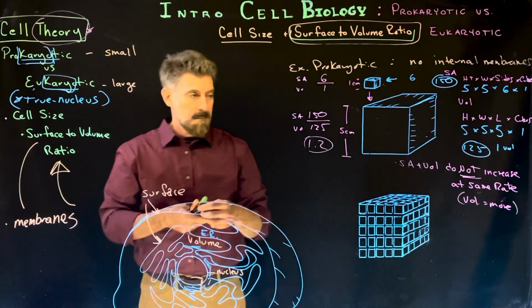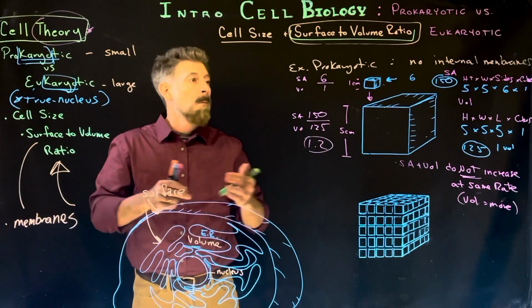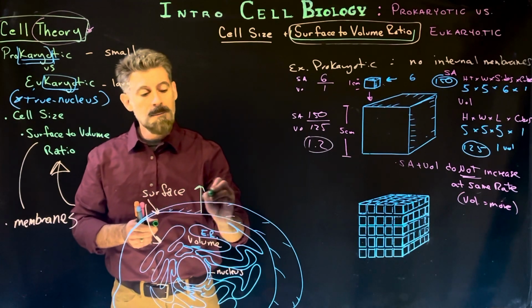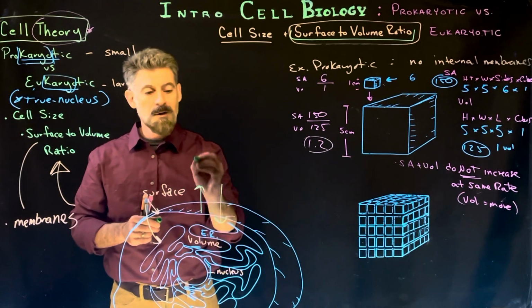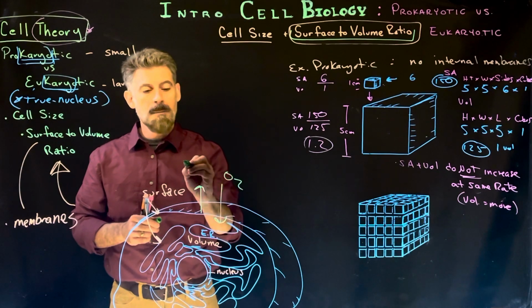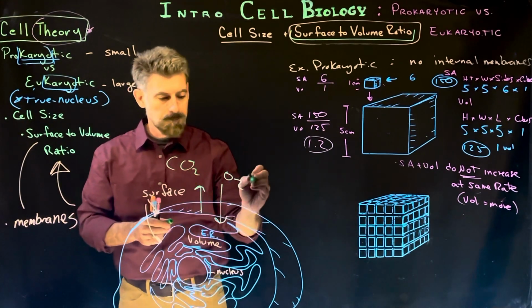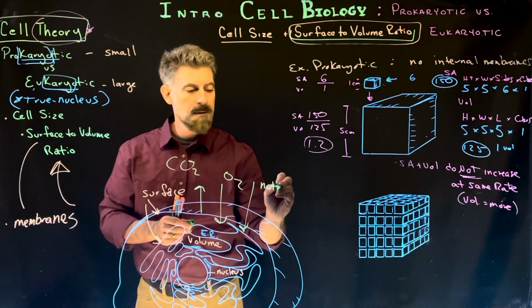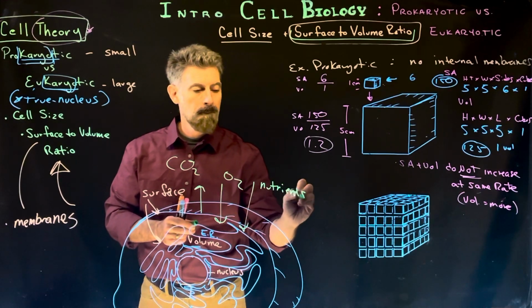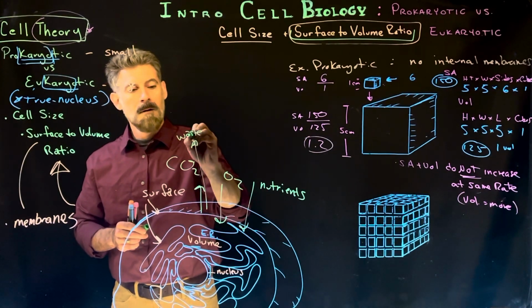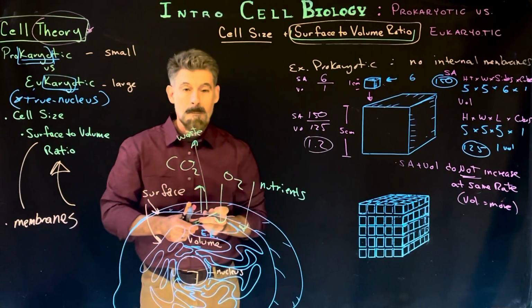Again, why does that matter? So what? Well, the surface of the cell is where often there's going to be exchange of everything. So say, oxygen coming in, carbon dioxide coming out, nutrients coming in, other waste going out of the cell.